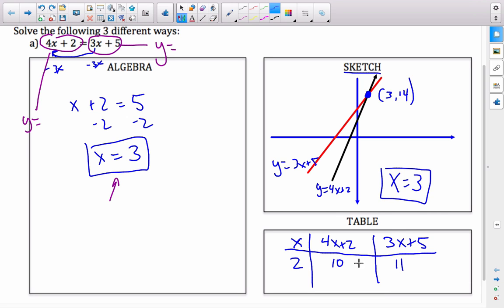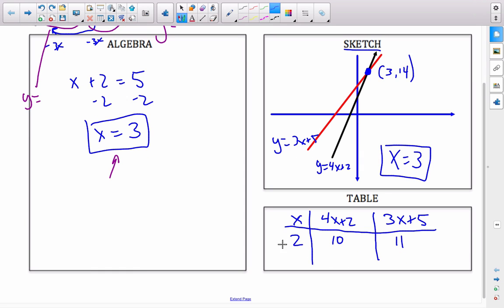Okay. These two are not equal. I want these two values to be equal. So let's try another value. Well, I'm going to guess 3 since I already know it. If I plug 3 in for x, I get 4 times 3, which is 12, plus 2 is 14. So I'll let you do the next one. So I take the 3, plug it in, multiply it by 3. Gives me 9, plus 5 is 14. That's what I'm looking for. When the left side equals the right side, this is the x that makes it true.